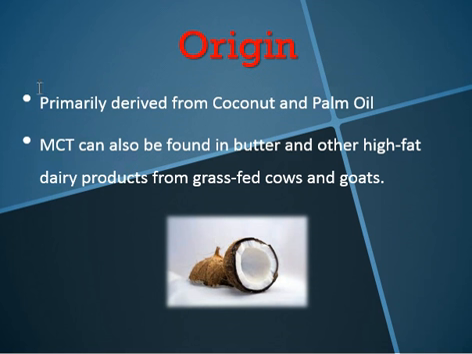What is the origin of MCTs? Primarily, at least how you would normally get MCT oil in a pure form, it's derived from coconut and palm oil. MCT can also be found in butter and other high-fat dairy products from grass-fed cows and goats, although the percentage found in those compared to coconut and palm oils is very small. So if you buy MCT oil, 99% of the time, if not 100%, it's going to be from either coconut and or palm oil.